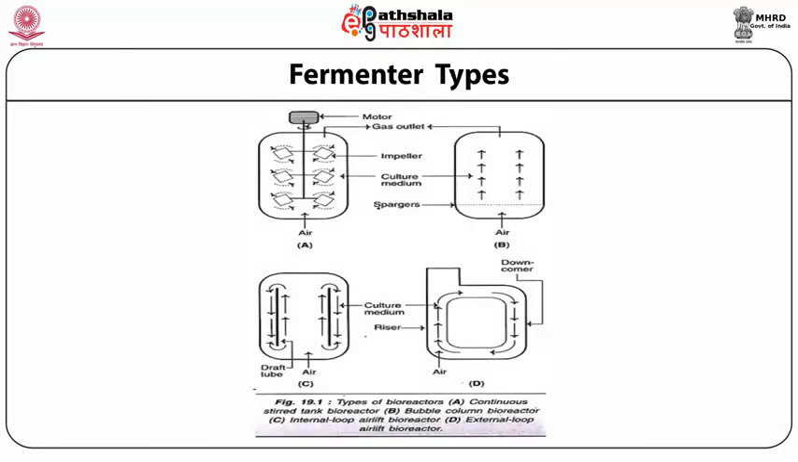Different types of fermenter bioreactors. The first one shows the continuous stirred tank bioreactor, then the bubble column bioreactor, then the internal loop airlift bioreactor, and the last one is the external loop airlift bioreactor. All these types of fermenters differ in their airflow. In some cases there is airflow from the bottom. They also differ in the speed of the baffles and impellers, and in their flow rate.